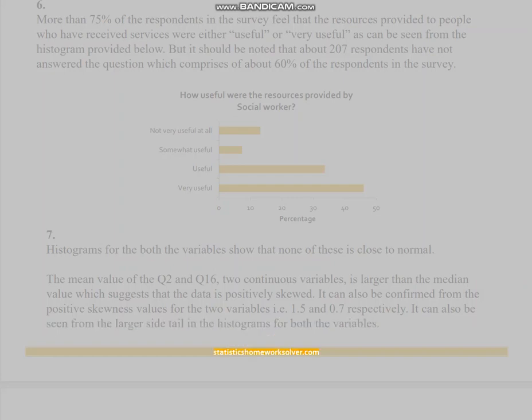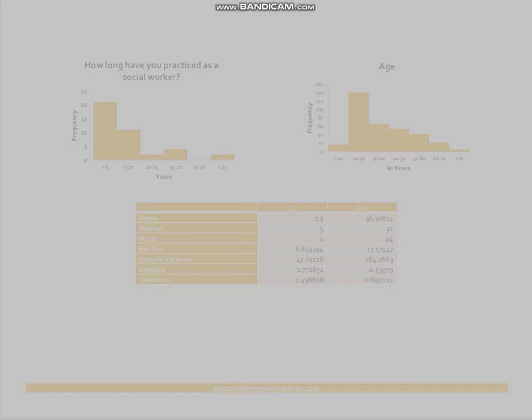Histogram axes: Frequency. Years. How long have you practiced as a social worker? Categories: 0 to 5, 5 to 10, 10 to 15, 15 to 20, 20 to 25, greater than 25.